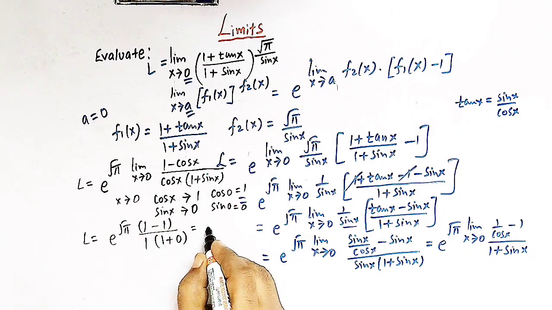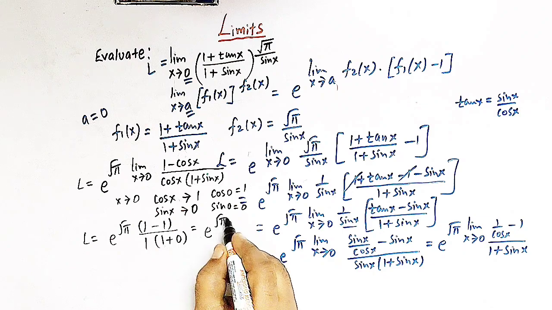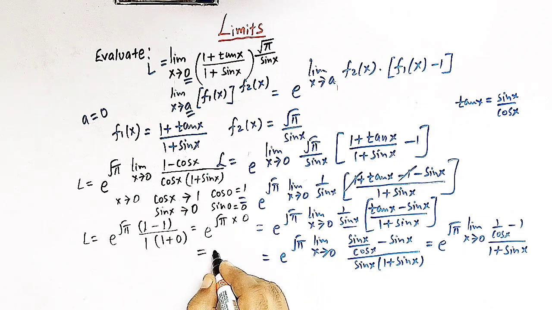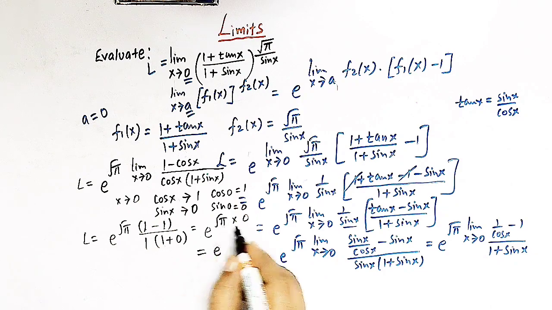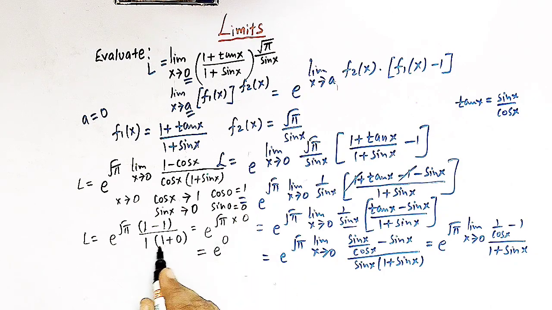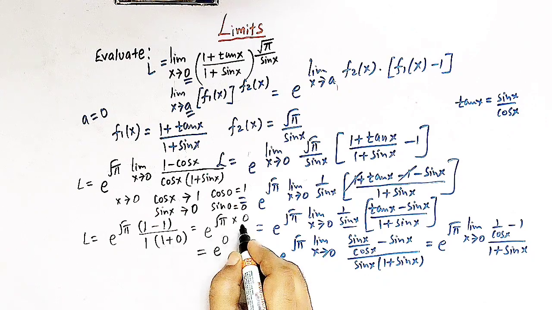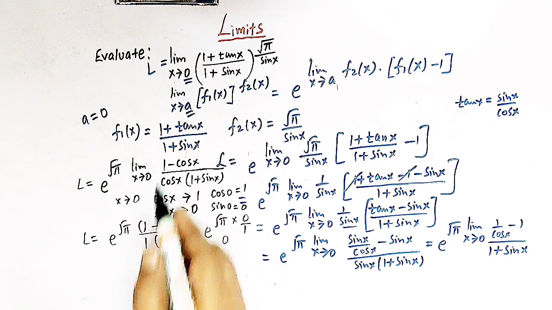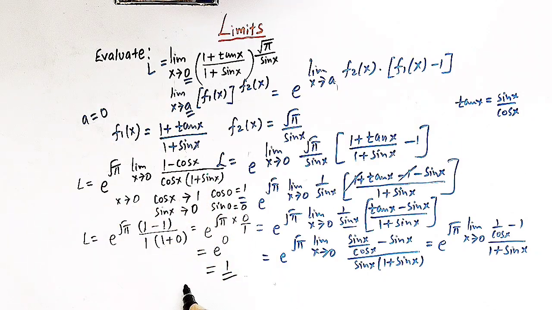So here we have e raised to square root of pi times 0, because 1 minus 1 is 0. So we have now e raised to 0, and in the denominator we have 1 plus 0, that is 1. So 1 times 1 is simply 1. So we have now e raised to 0, that is equal to 1. So the value of this limit L is equal to 1.